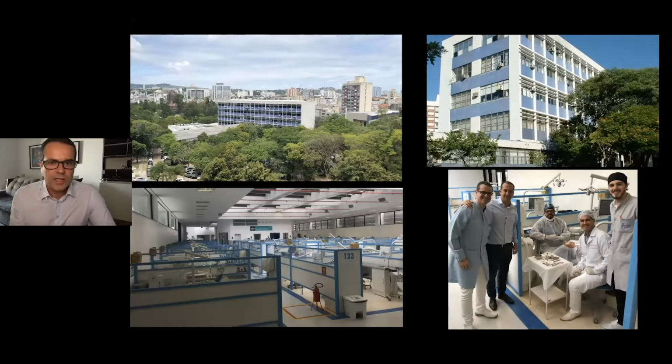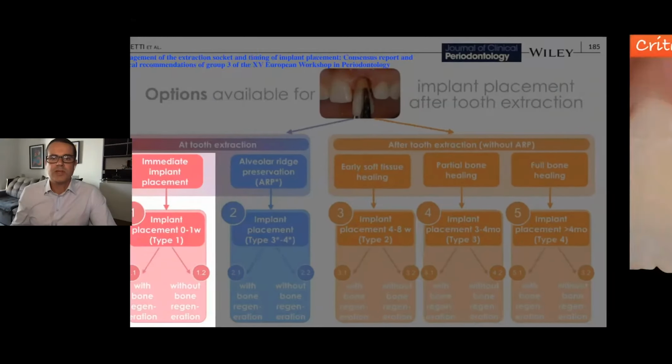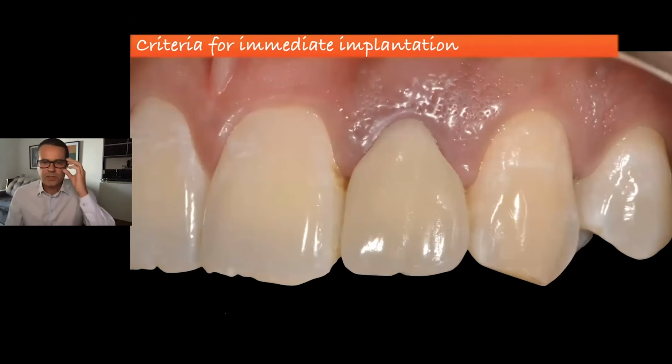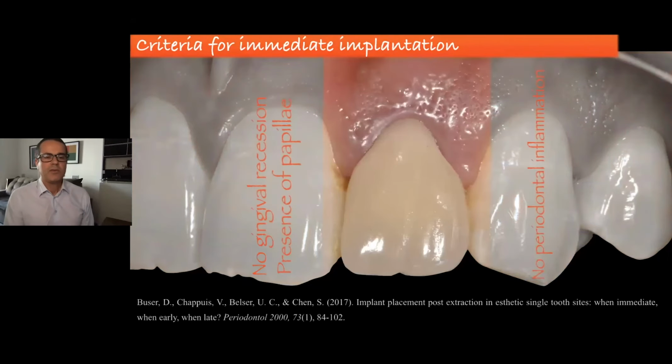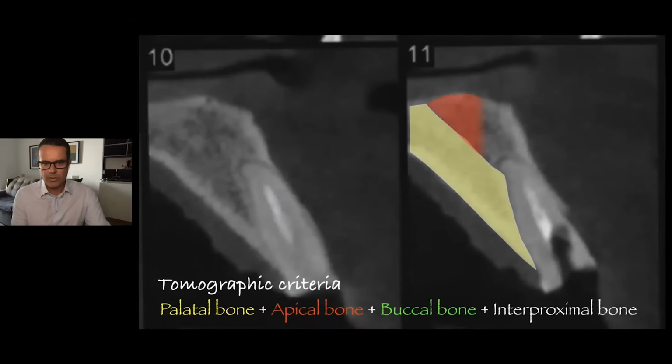So I'll try to put some more insights about what was being addressed in the previous presentation from Robert, which is a specific topic about immediate implantation. Robert also addressed very well the criteria that we have for immediate implants, which have been shown in the literature very high success rates when we follow this criteria in regards to the clinical tissue surrounding the teeth to be extracted, and also the tomographic criteria regarding the presence of palatal bone, apical bone, and buccal bone.